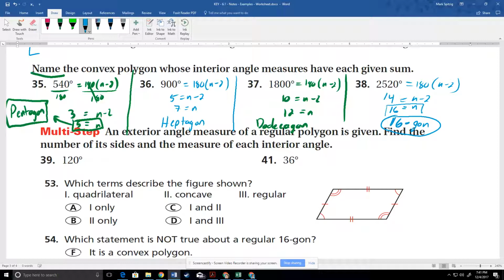All right, now in the next case, I sort of covered it up a little bit, but it says an exterior angle measure of a regular polygon.